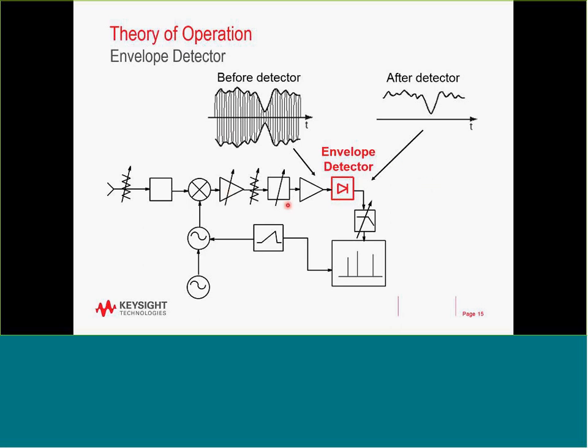When the signal goes through the filter, it then goes through the envelope detector, which is only keeping the magnitude of the signal and takes away the carrier component, which is the IF frequency.